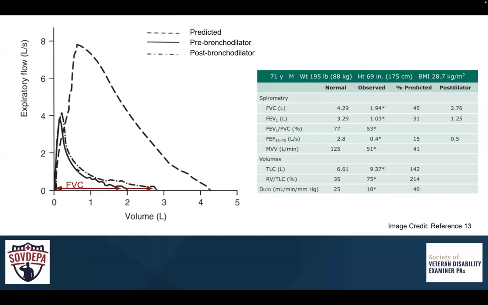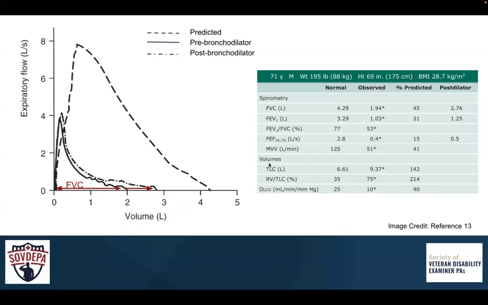So what I would write for my interpretation of this is obstructive pattern. We look at the numbers for post-bronchodilator. Even though it doesn't show up too much on looking at the image, it does increase. So I would say some bronchodilator responsiveness. Here we are given the lung volumes, which we are not when we're doing the compensation and pension exams.